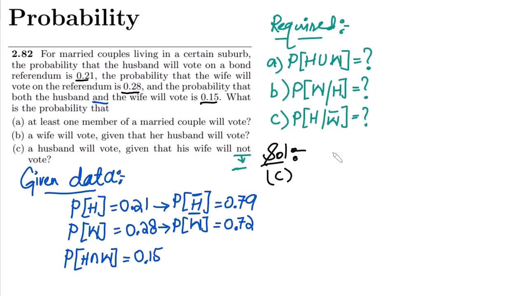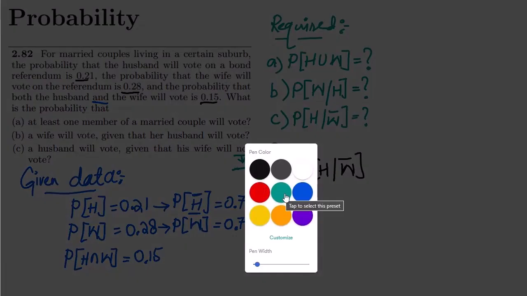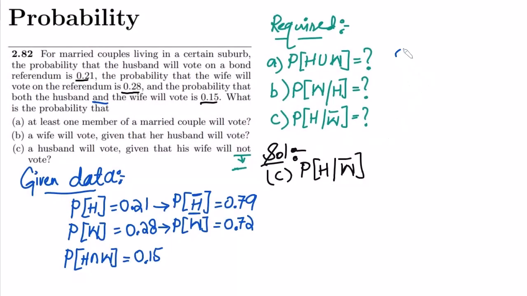So now in part C, what do we have to find out? We have to find the probability that the husband will vote given that the wife will not vote. So how do we find it? We don't have data for this one, but to find it, let me first give you a conceptual overview. This is the probability that the husband will vote. Similarly, this is the probability that the wife will vote.